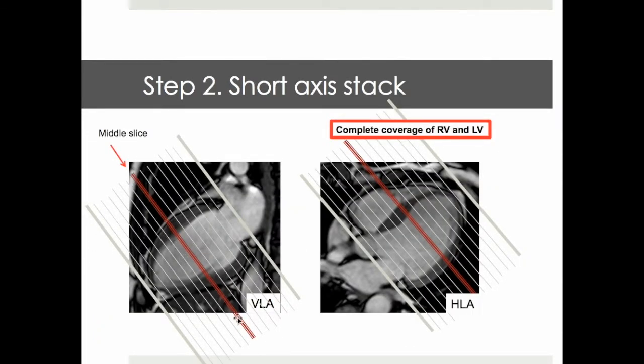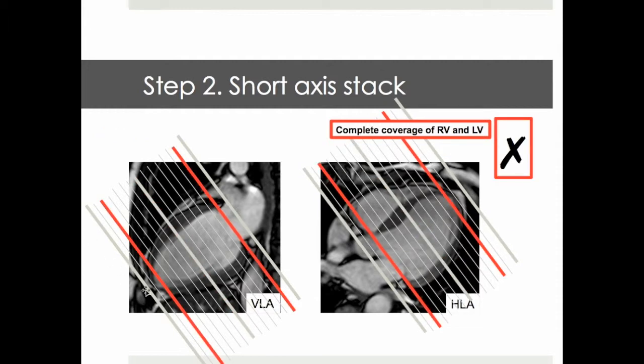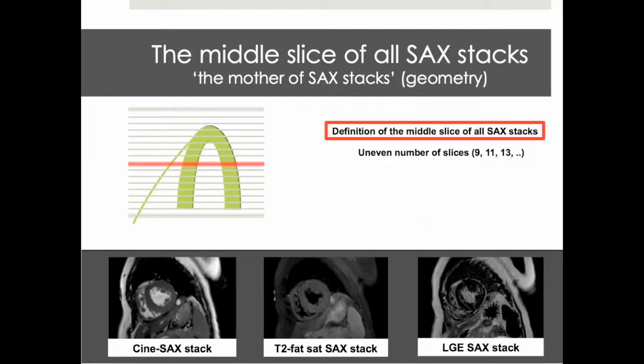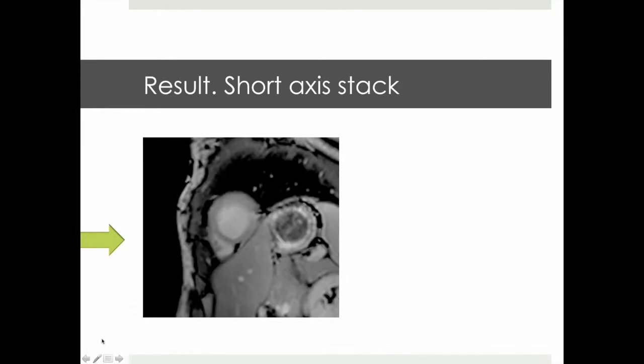Having defined the middle slice of our short axis stack, the next point is to achieve a complete coverage of right and left ventricle, avoiding tight placement of the stacks and loss of information at the apex as well as at the base, leading to the underestimation of right ventricular and left ventricular volumes and LV mass. The middle slice defines the geometry of all short axis stack acquisitions, not just the cine imaging, but also edema imaging, or late gadolinium enhancement imaging. It is defined by the choice of uneven number of slices.